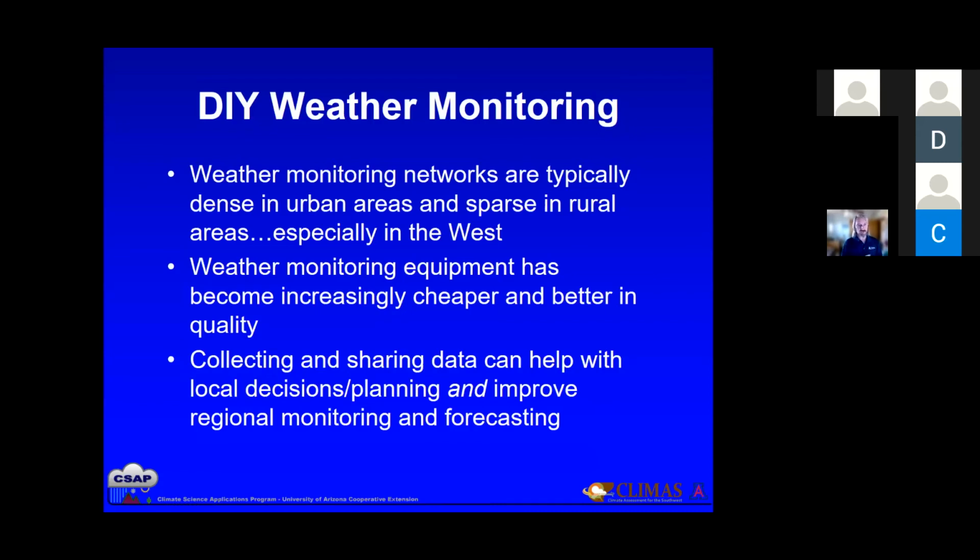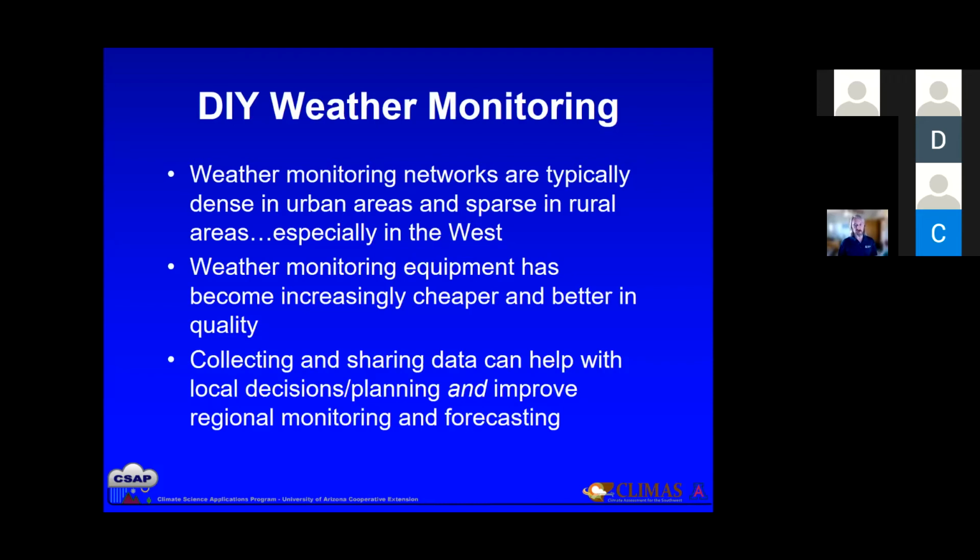But one of the strategies is collect your own data. And these weather monitoring networks are typically pretty dense in urban areas, and not everywhere though, and not even in certain parts of town necessarily. So putting up your own weather station can be a pretty approachable thing. And this wasn't even probably the case 10 or 15 years ago. Weather stations have become increasingly more sophisticated, cheaper in price, and much better quality. So you can actually do some pretty good monitoring.